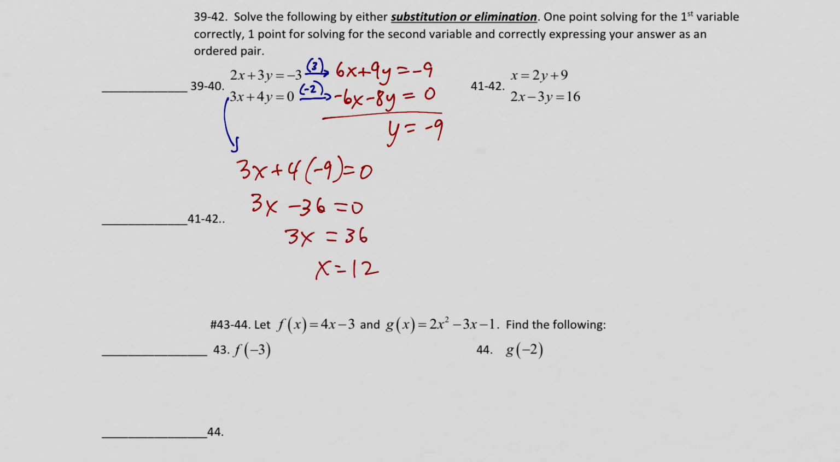So x is going to be equal to 12. So when you make your ordered pair, you have to put your x first and then your y. You can always take these values and plug them back in to see if you get equalities to check your answer.